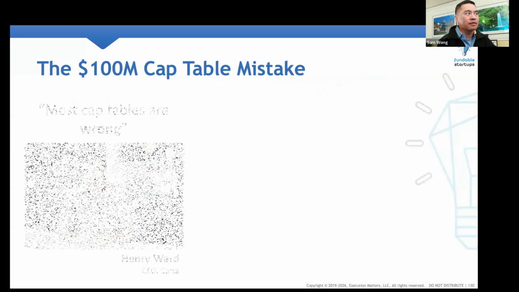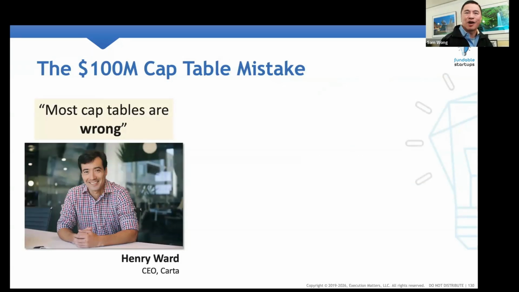Why is it important? Well, most cap tables are wrong. That's the quote from Henry Ward, CEO of Carta. Let me give you an example.